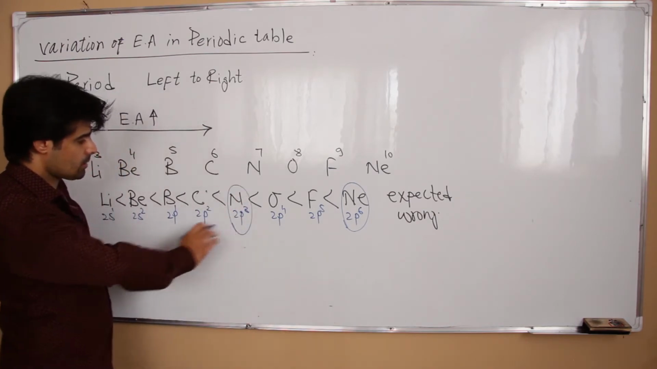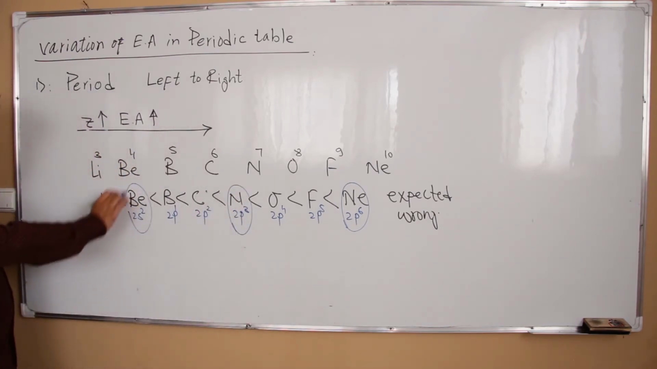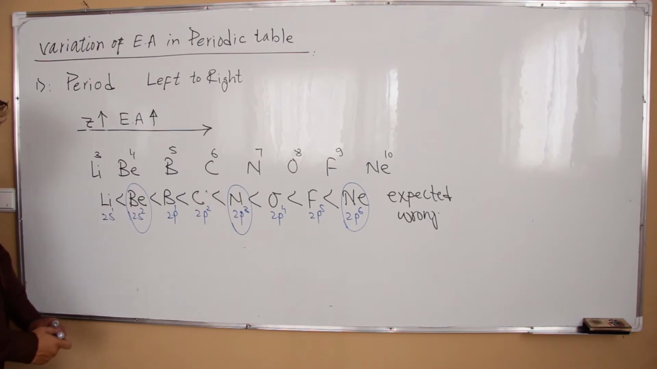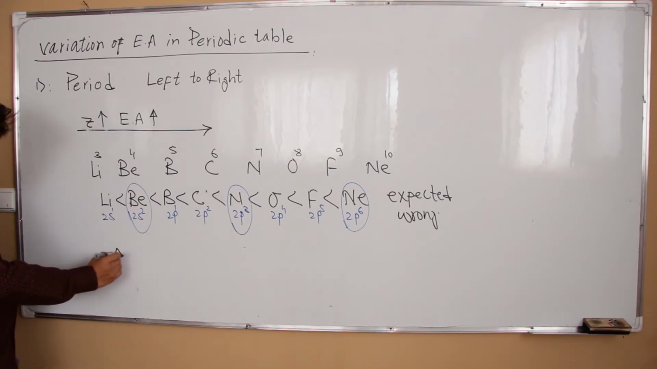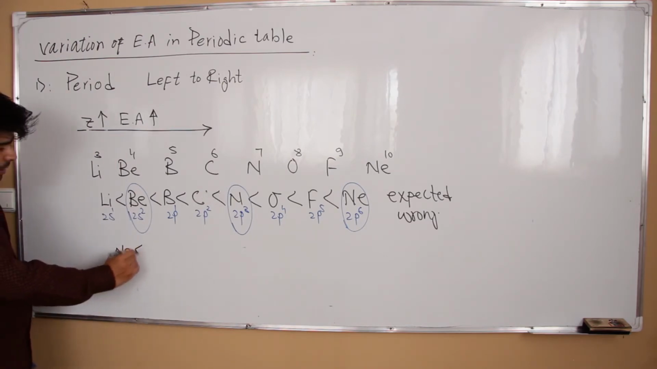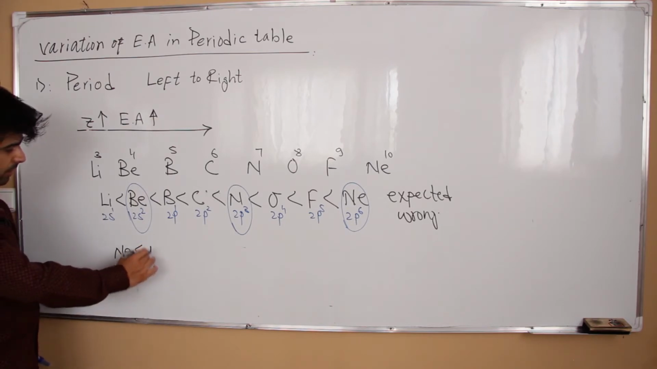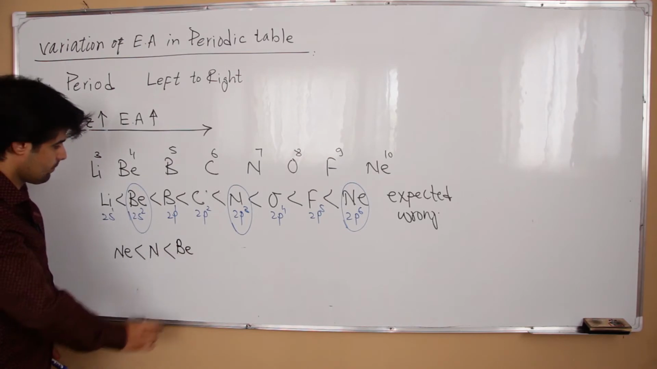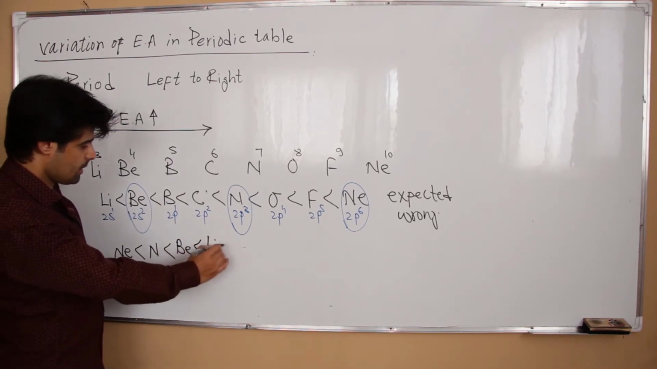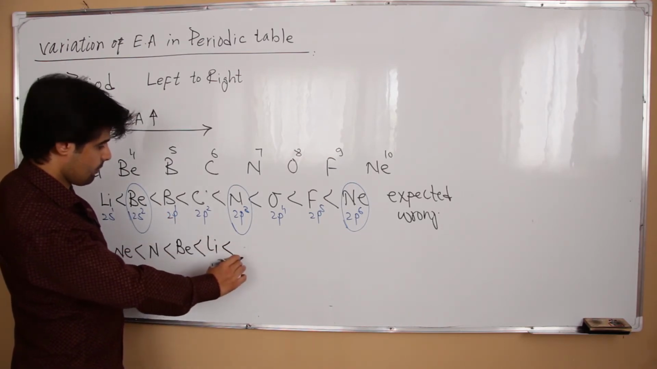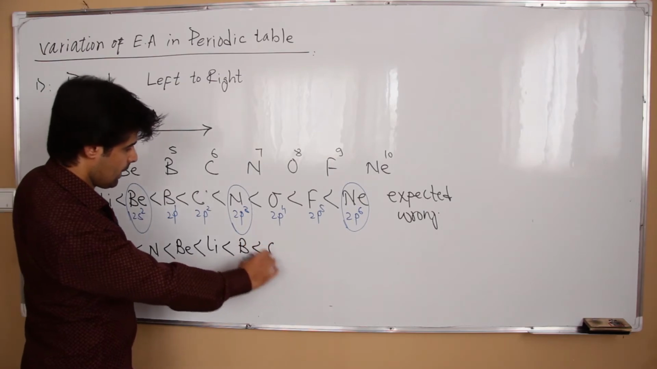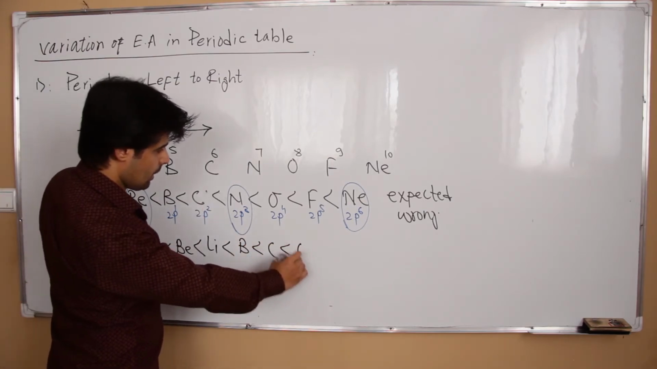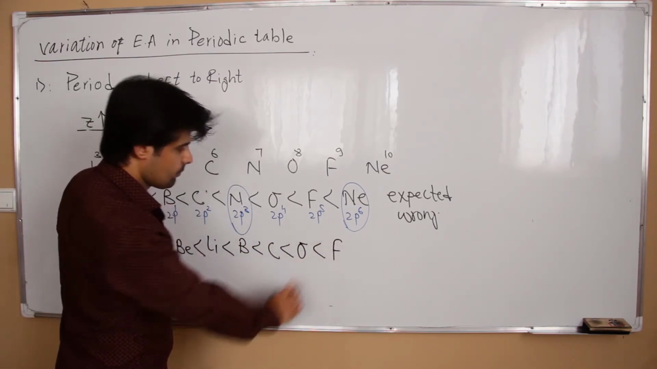Here it is half filled. Here it's also full filled. So neon comes to the least one. Then we have nitrogen. Then we have beryllium. Then we have lithium. Then we have boron. Then we have carbon. Then we have oxygen. Then we have fluorine.